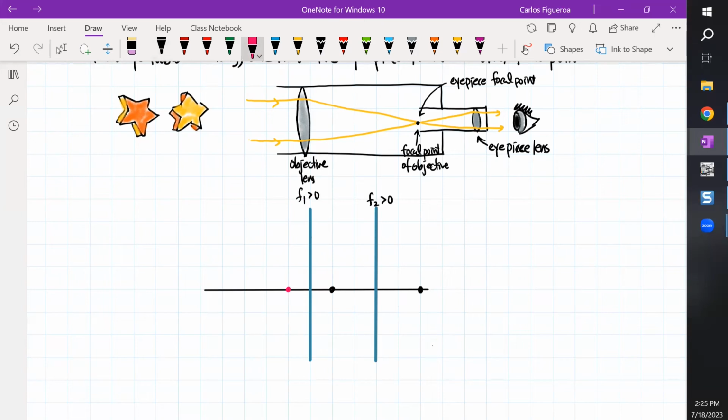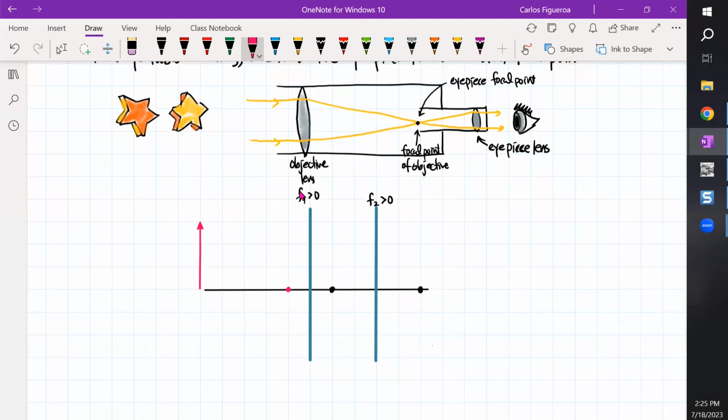So let's do this here. The first thing I'm going to do is have some image that's way out here, that's going to be far outside. Let's say that I start right here. And so this is S1.